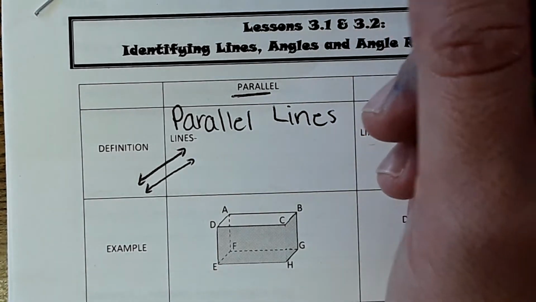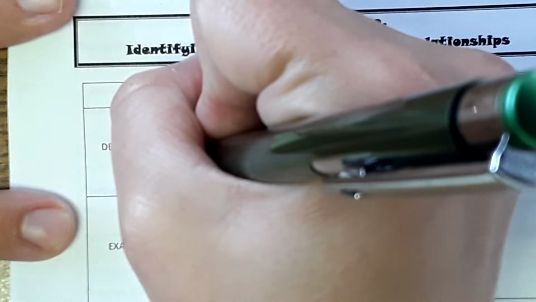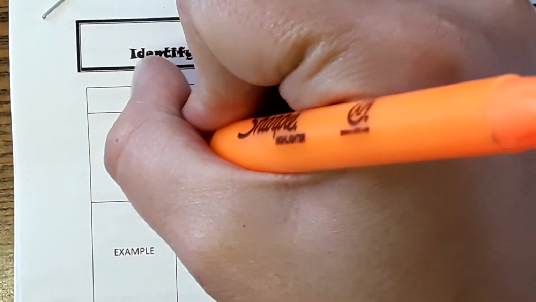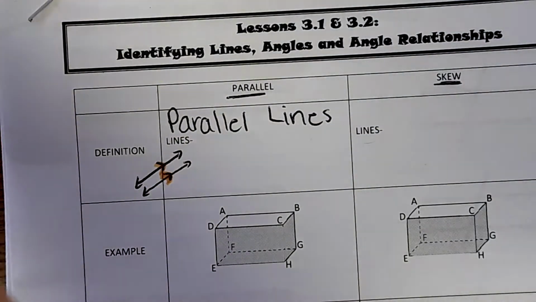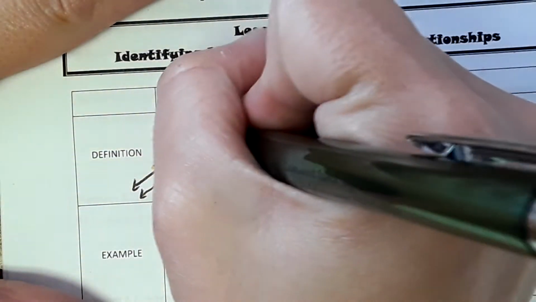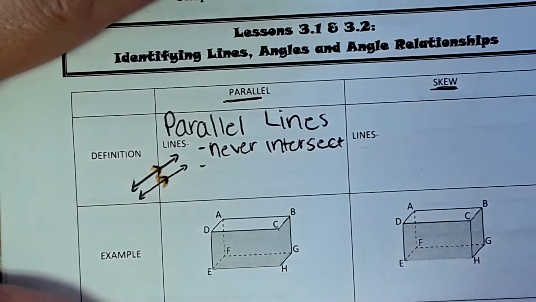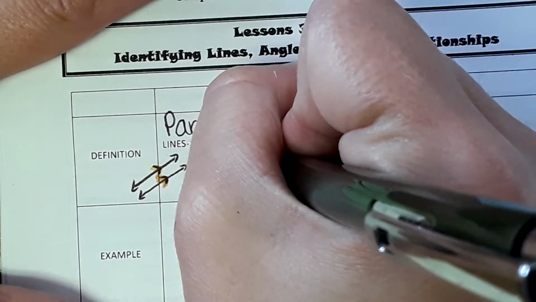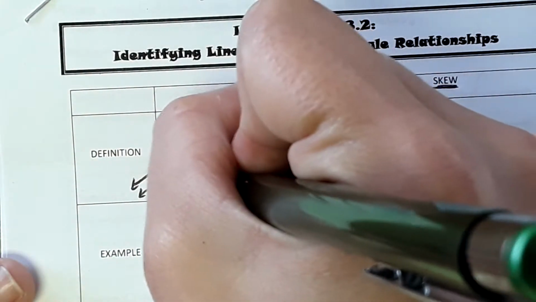There is a symbol for parallel that you need to be familiar with. If it has this little arrow on the line and it matches the little arrow on the other line, this signifies that this line is parallel to this one. Parallel lines never intersect. They are coplanar, meaning they're on the same plane. And they go in the same direction.